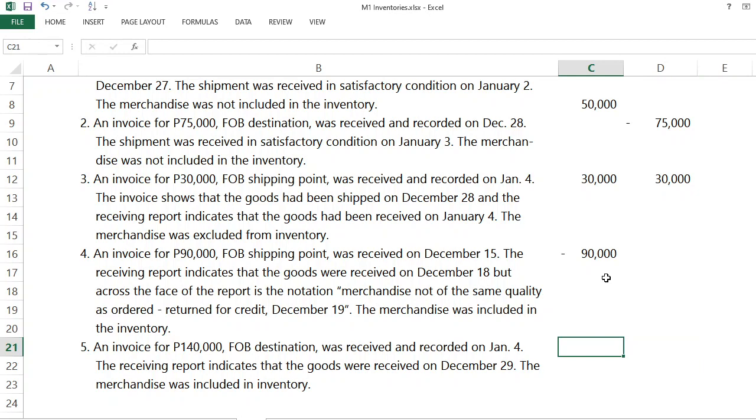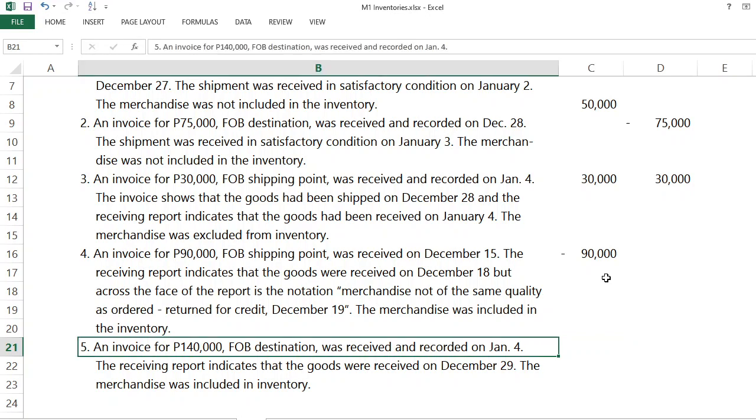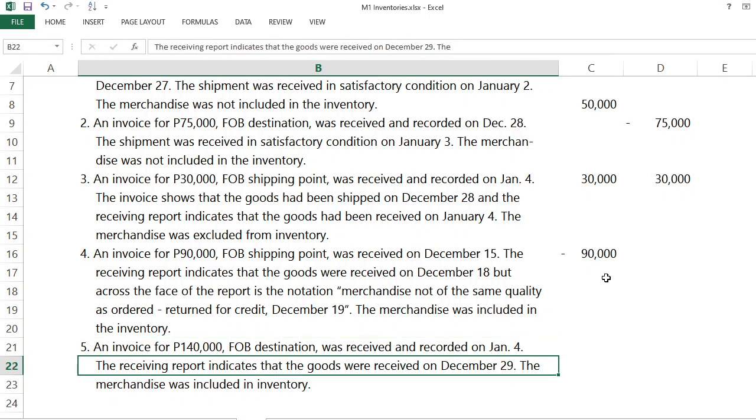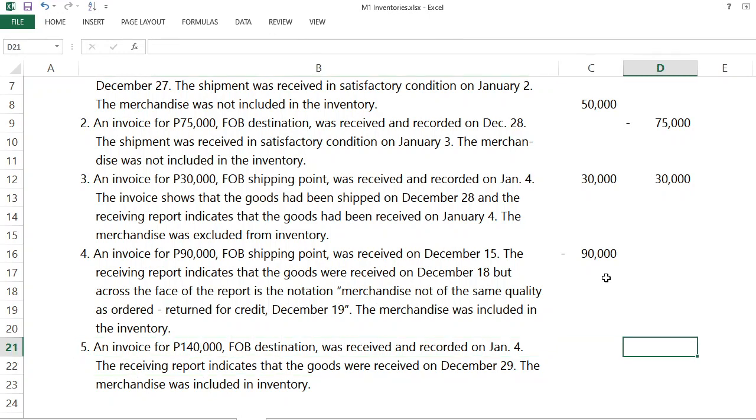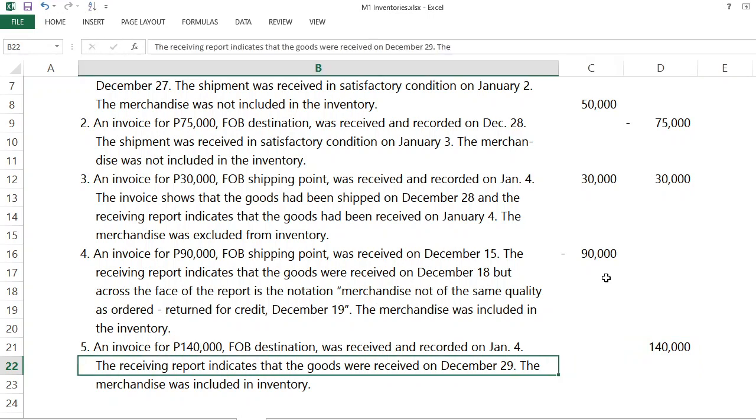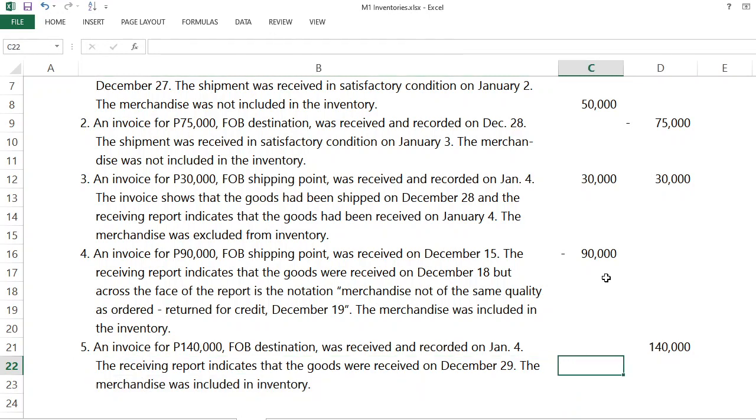And then lastly, an invoice of 140,000 FOB destination, we are still the buyer, FOB destination, therefore it is not ours yet, because we are the seller's. The invoice arrived January 4. So, most probably, it was recorded in January. The receiving report indicates that it arrived December 29. So, the goods came first, the invoice came late. So, we should record it. Record your accounts payable and that would be an additional 140,000. How about the inventory? The merchandise was included. It arrived December 29, and it was included, which is right. So, no need for adjustment.